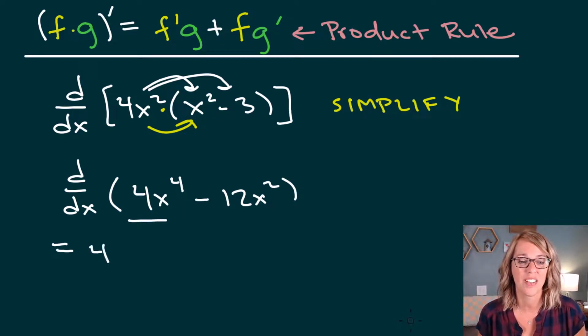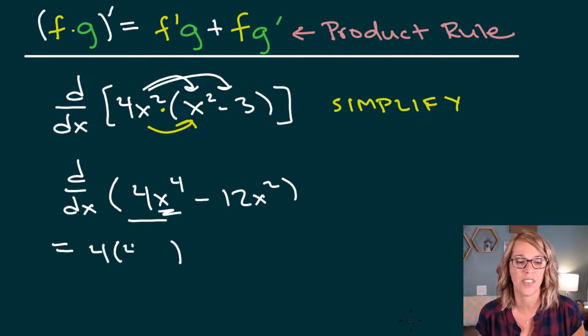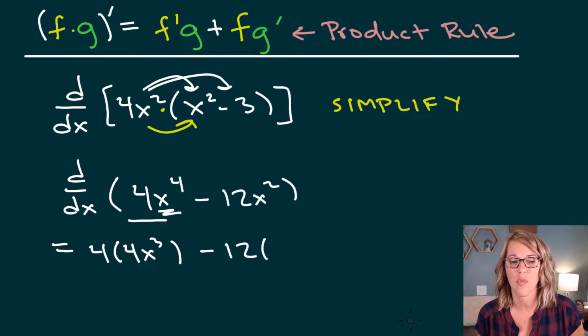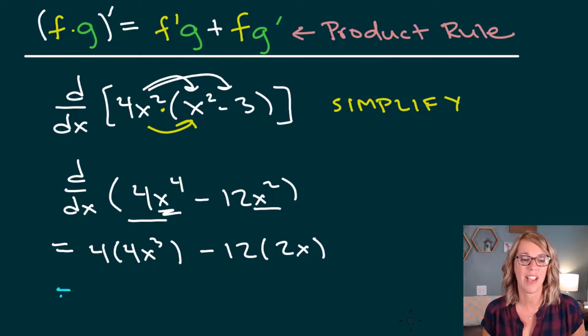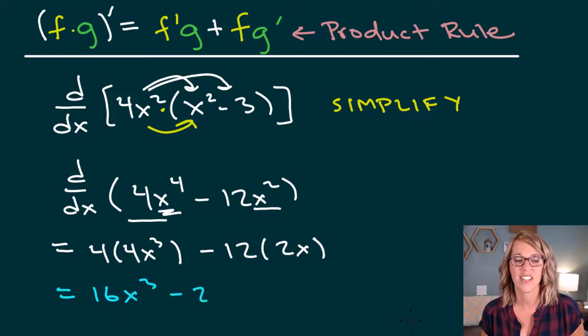So for this one, the 4 stays out in front. I'm going to differentiate that x to the fourth. So that's going to be 4x cubed. Similarly with that second term, 12 stays out in front. The derivative of x squared is just 2x. And here comes my answer. No product rule needed. 16x cubed minus 24x.